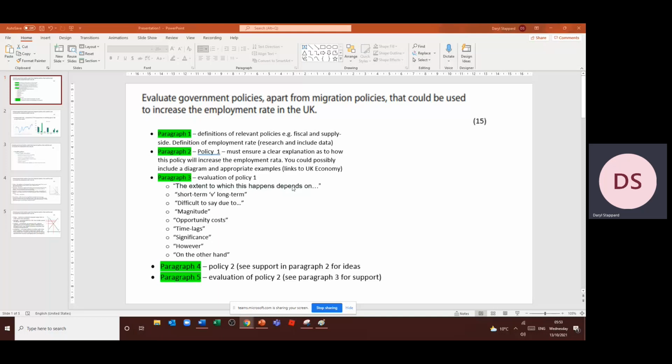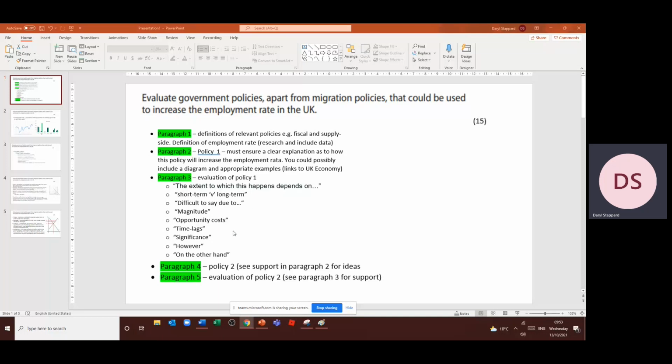Paragraph 2 would be an explanation of your first policy. So I'd expect to see some application in here. I'd also expect to see potentially a diagram. And what you must do is link it back to how this policy would increase the employment rate. Paragraph 3 would be an evaluation of that policy.